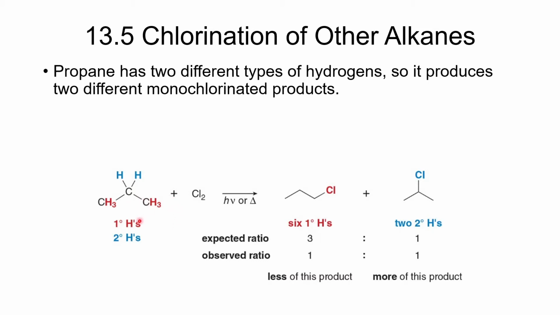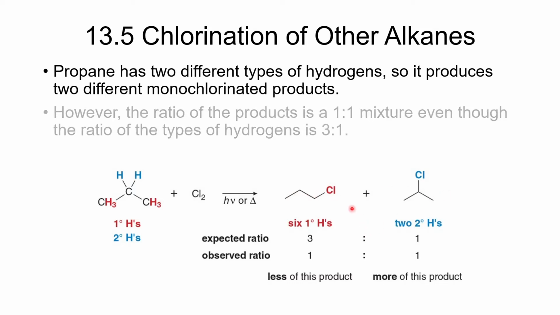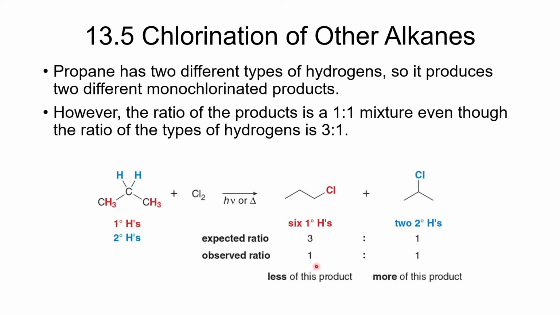Now, if you were looking at just how many hydrogens there are that are available to be abstracted, we've got 6 of the hydrogens on the end, and we've only got 2 of the hydrogens on that secondary carbon. So you might think that we would get a 6:2 or a 3:1 ratio of the 1-chloropropane to the 2-chloropropane. But that's actually not what we get. We get about a 1:1 ratio. So even though there's fewer of these secondary hydrogens, we get a disproportionately large amount of chlorination on that carbon. So we want to figure out why that is.